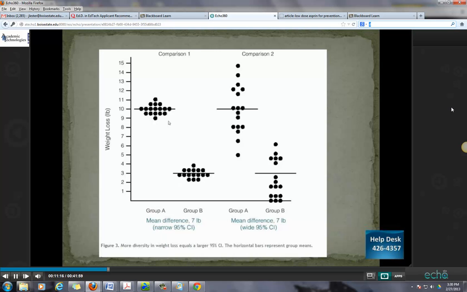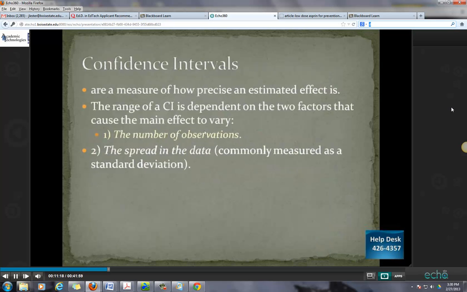So what are the ways we could get a narrow confidence interval? We can have a large number of observations or a very small spread in the data. The standard deviation could be really tiny. Then we can be more accurate and precise in saying we feel 95% confidence that the real results are somewhere within this range, and that range would be narrower.